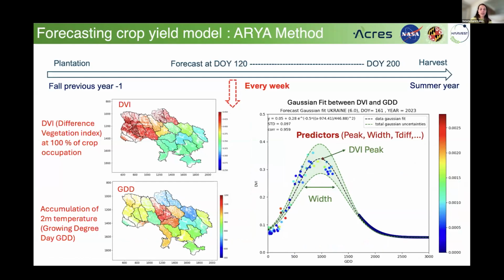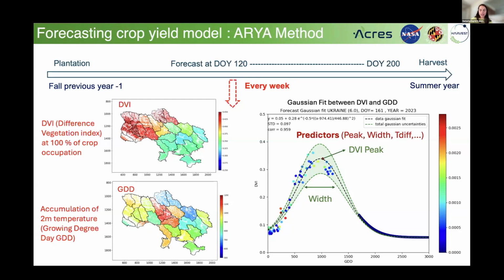And associated with the DVI, in that case we estimate the GDD, which is the growing degree day. So it's the accumulation of temperature, which is a good parameter to follow the phenology of the crops. With these two parameters, we plot a Gaussian fit between the DVI and the GDD. And from this Gaussian fit, we extract two predictors, which are the peak and the width of the Gaussian fit.